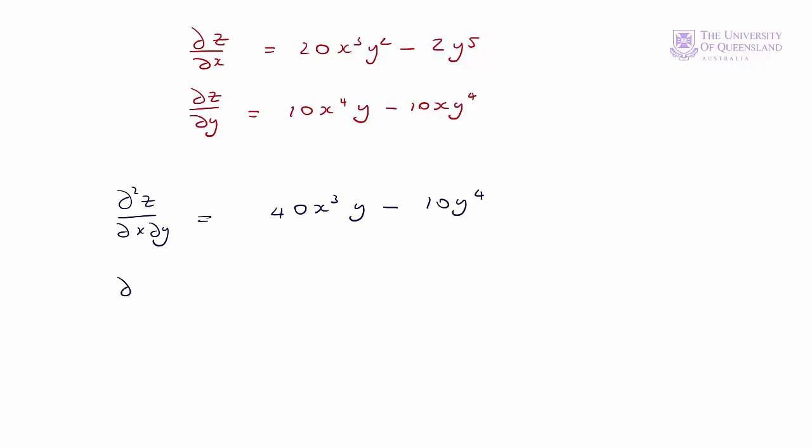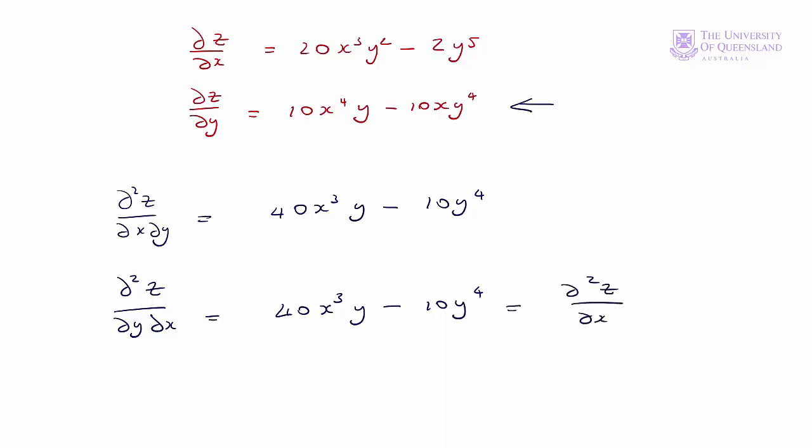The other mixed partial is del squared z del y del x. This time we're differentiating del z del y with respect to x. We'll have 40x cubed times y minus 10 times y to the 4. And we see that's equal to del squared z del x del y. That's normally the case.